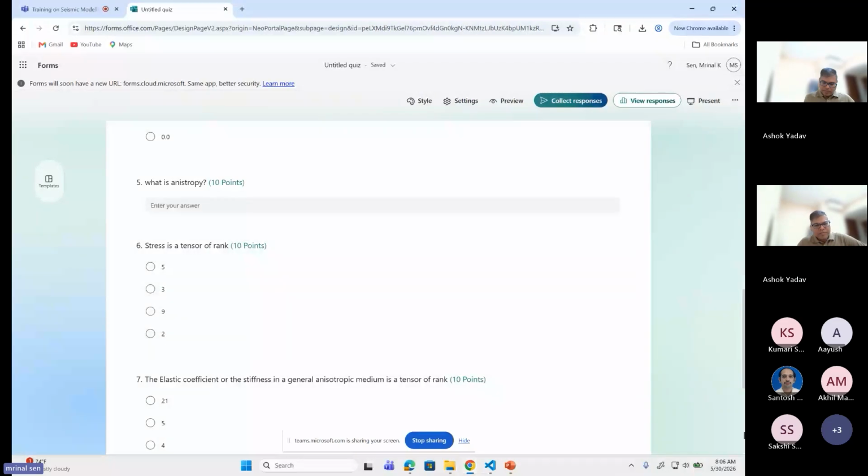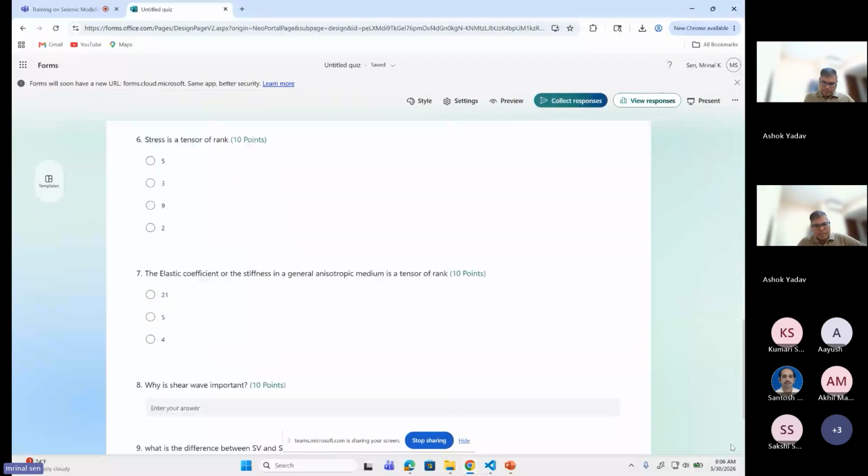And the elastic coefficient or stiffness in a general anisotropic medium is a tensor of rank what? Remember generalized Hooke's law? 21 something. But those are components or rank? Those are the components. So the rank would be 5? Rank is 4 because stress is order 2 and strain is 2, and they're related by the stiffness coefficient tensor, not matrix. So this is basically of rank 4. We discussed that in the class last week.